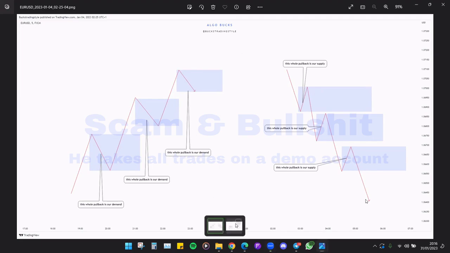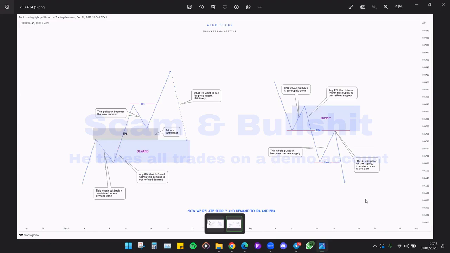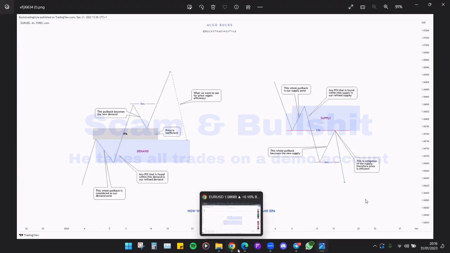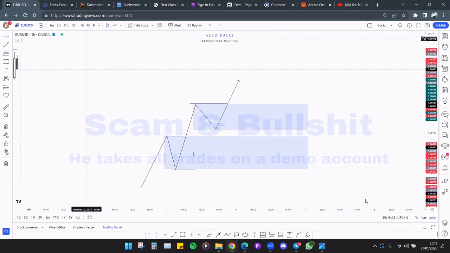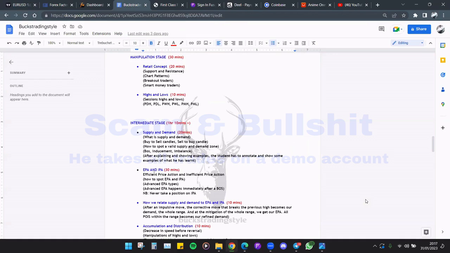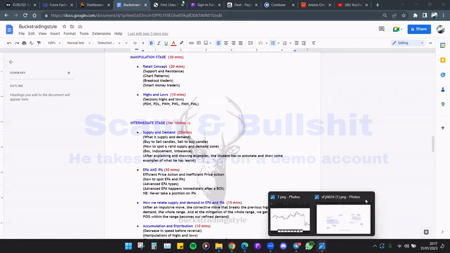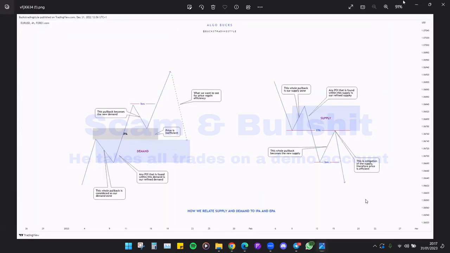Okay, now we have this. Before we get into this, let me explain what EPA and IPA is, in order for us to look into this right here, because most of our trades are based on EPA and IPA, right?